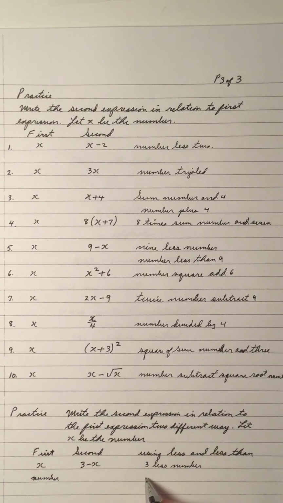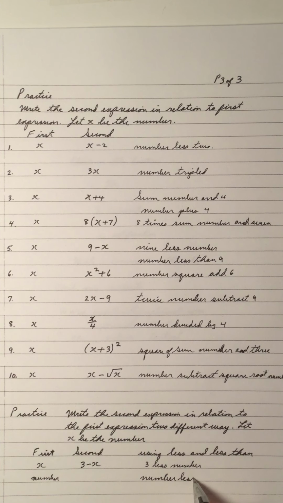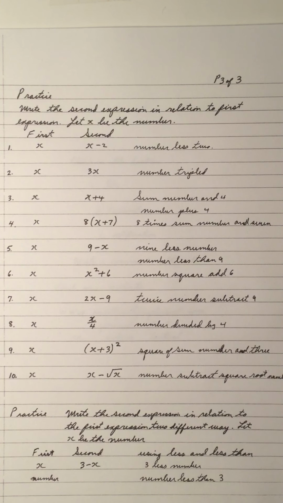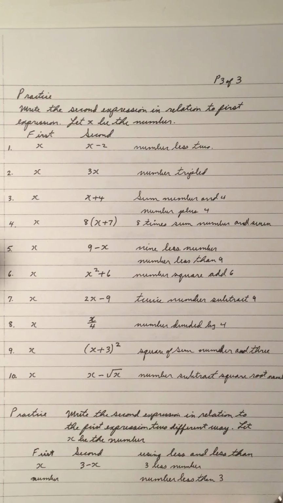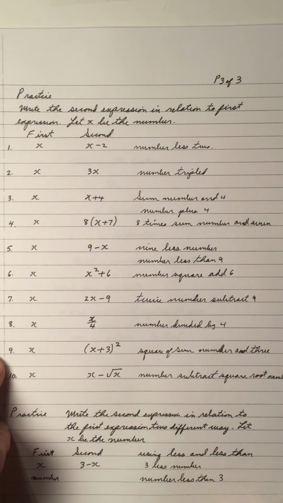Or we can use less than. That means we can say this is the number less than 3. Because with less than, you reverse it. So this could be written two ways. 3 less the number, or the number less than 3. Your choice.